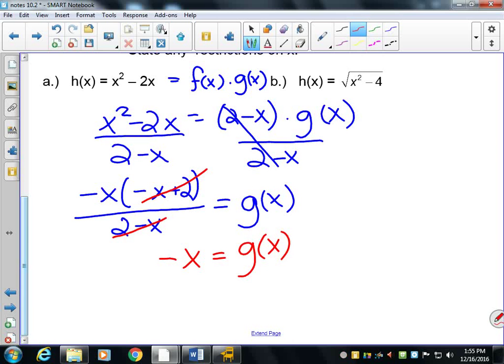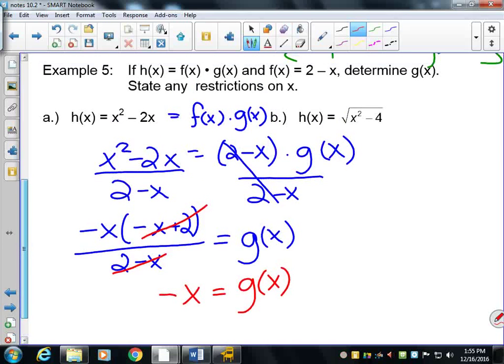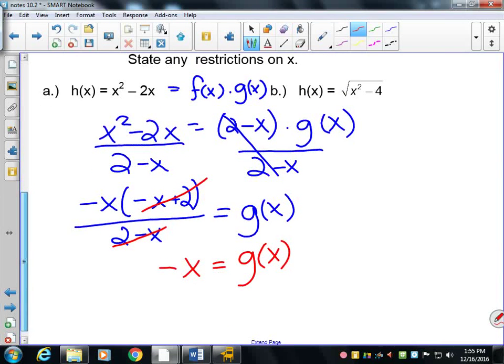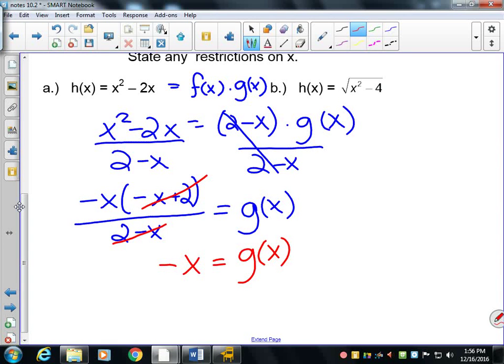Okay? How can you double check to see if you're right? Take your g of x and multiply it by 2 minus x and see if you end up with x squared minus 2x, right? Now, B looks interesting, but do we have any restrictions on x for this first case? I don't think so, right? There's no real restrictions. We're multiplying. There's no square roots. So I would say no restrictions. But let's look at B.